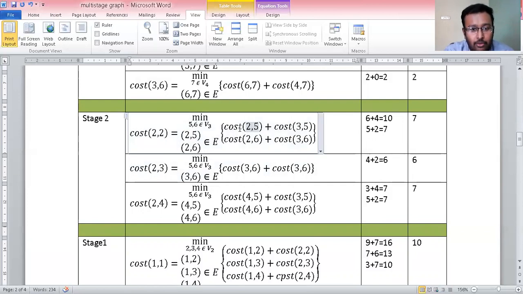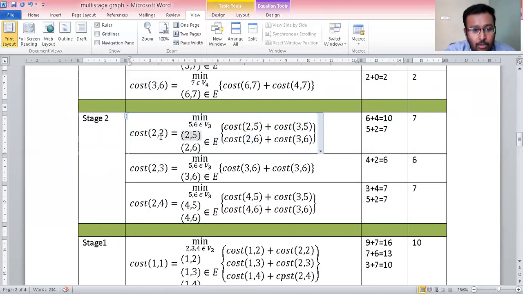Next, I have to check the cost of the edge from 2 to 5 plus the cost of the vertex 5 at stage 3. The cost of the edge 2 to 5 is 6, plus the cost of the vertex 5 at stage 3, which is 4. So the answer comes out to be 10. Similarly, the cost of the edge from 2 to 6 is 5, and the cost of the vertex 6 at stage 3 is 2. The sum of that comes out to be 7.